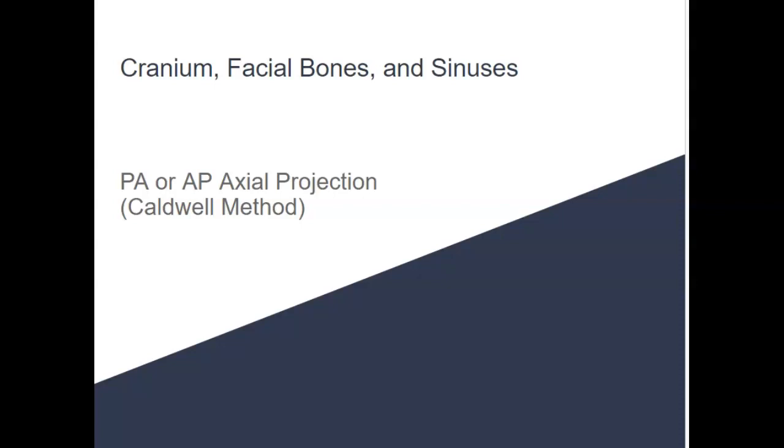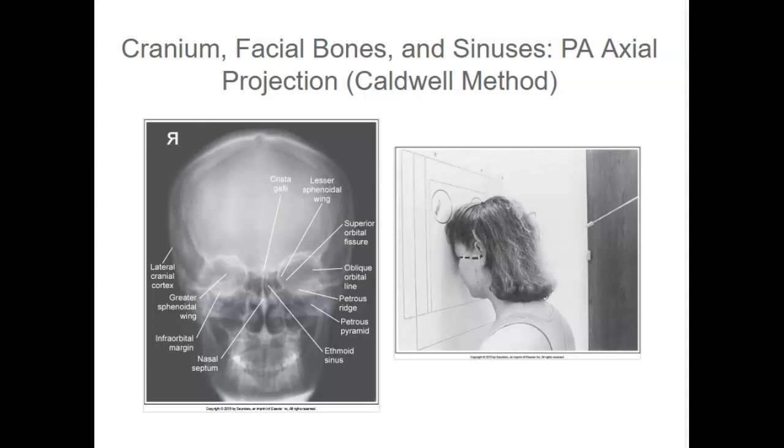In this presentation, we will take a look at the PA or AP axial projection, better known as the Caldwell method for the cranium, facial bones, and sinuses. Image analysis guidelines for the Caldwell method state that the distances from the lateral orbital margins to the lateral cranial cortices on both sides should be demonstrated as equal. You want to see your petrous ridges demonstrated horizontally through the lower third of the orbits.